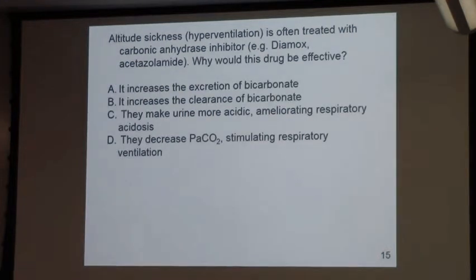Let's do another one. Altitude sickness, which is hyperventilation, is treated with a carbonic anhydrase inhibitor called diamox. Not always, sometimes. What's the mechanism that would make this drug effective? Why is this drug effective?